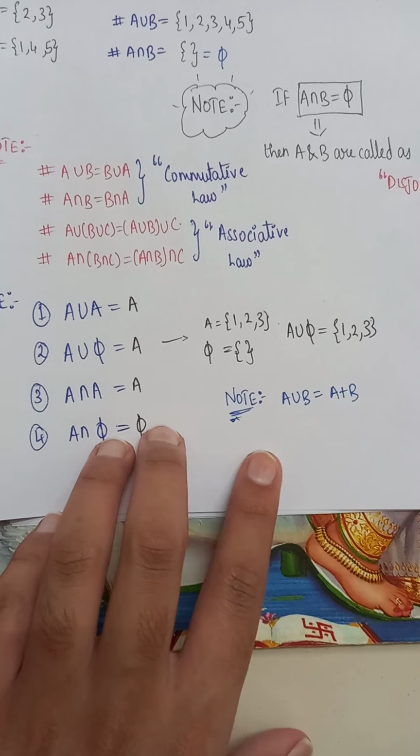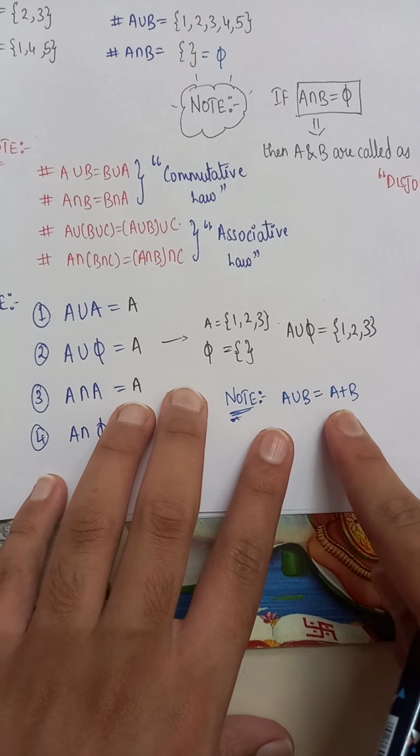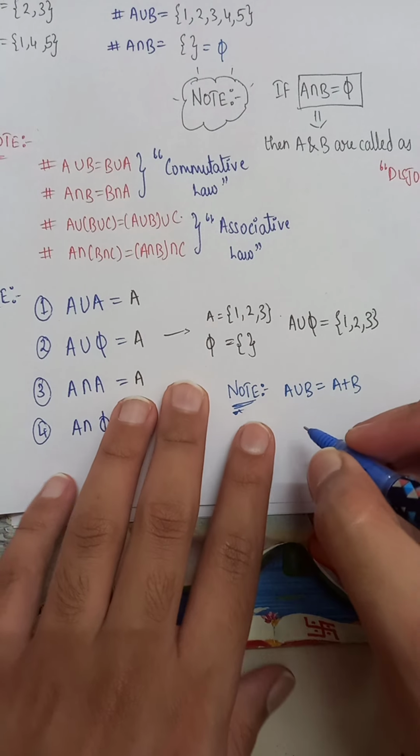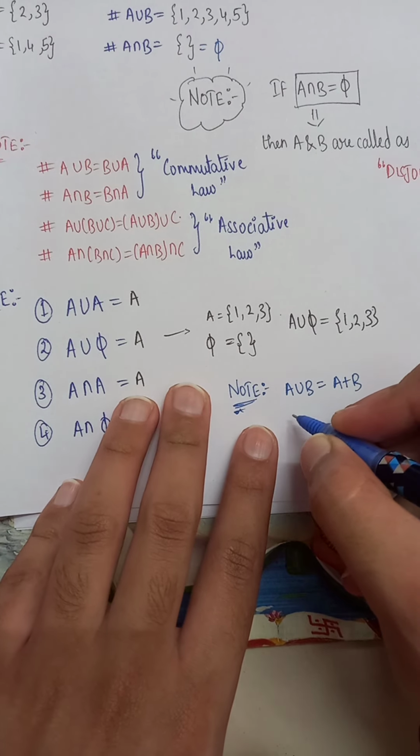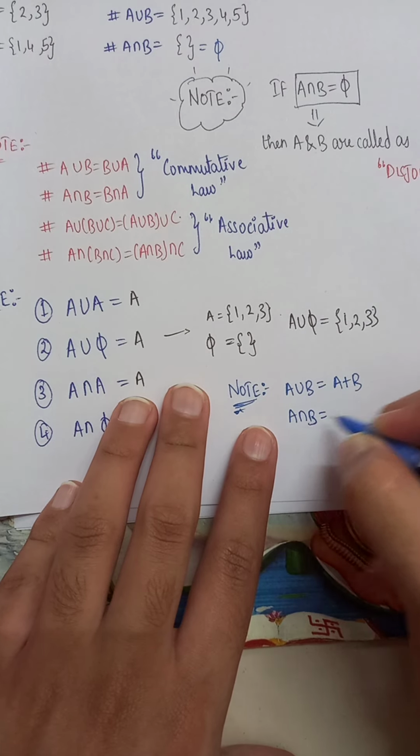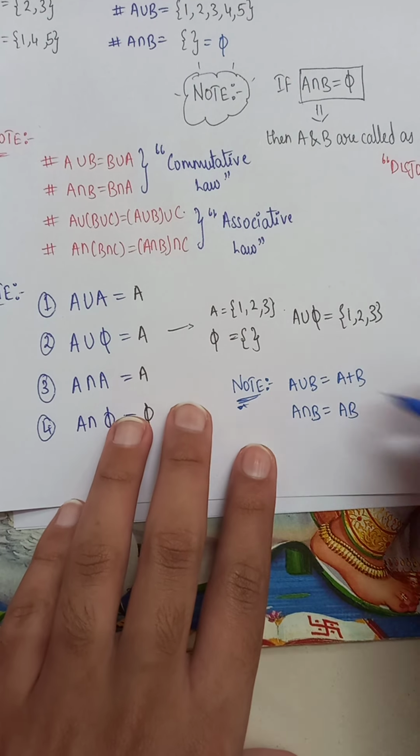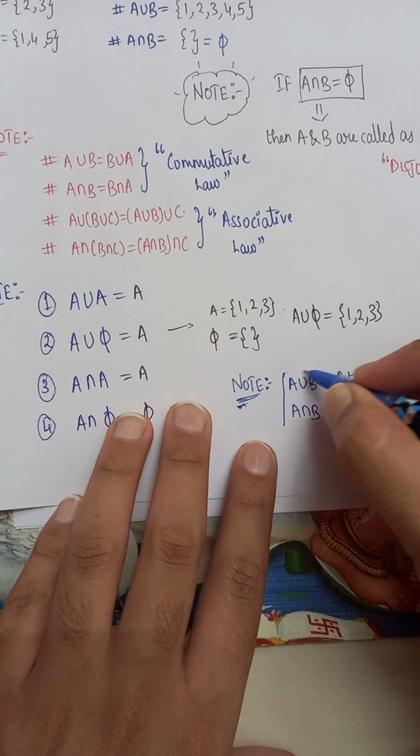Okay, so another note: if you write A union B, we can also tell it as A plus B. A union B is also equal to A plus B. And what about A intersection B? A intersection B is A into B. A intersection B means A into B. Just remember this.